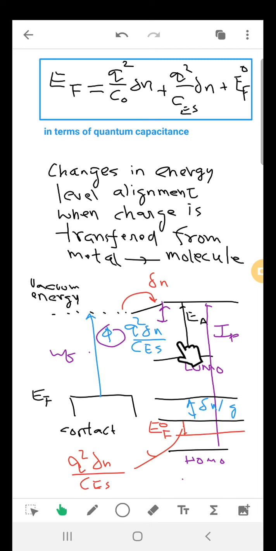and this change in the vacuum energy is Q square delta N by CES. That means we are talking about this quantity here, and the same amount of change will take place here, and there is also the previously defined EF0. All these things add up to the Fermi level of the metal and molecule contact.